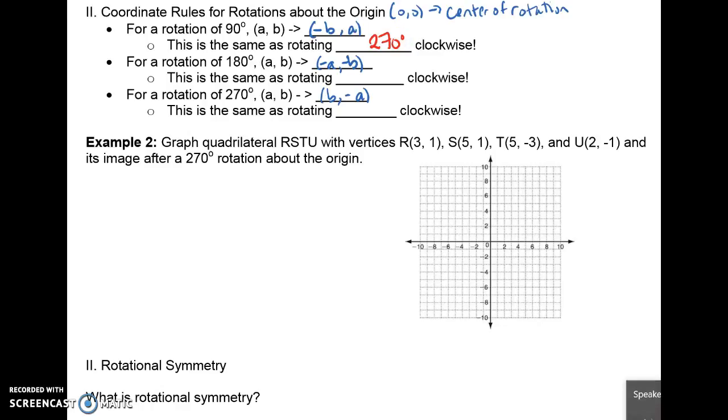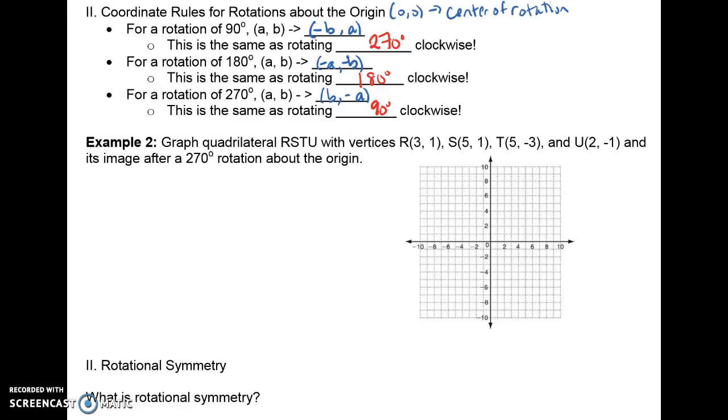180 clockwise and counterclockwise are the same because that's 1/2 of 360. And then 270 counterclockwise is the same thing as going 3/4 of the way to a full circle, and we have a remaining 90 to go. So that's 90 degrees clockwise. So just something to keep in mind if you ever see that in directions.